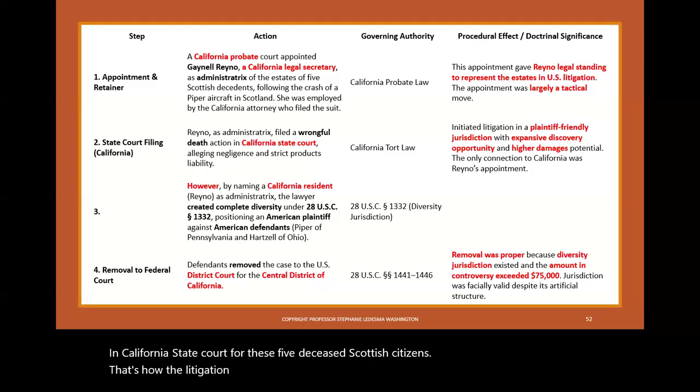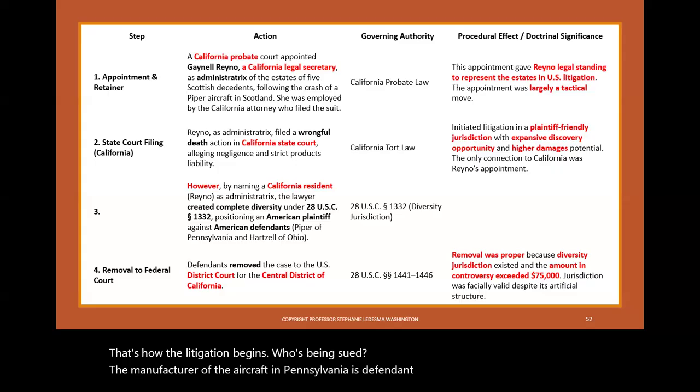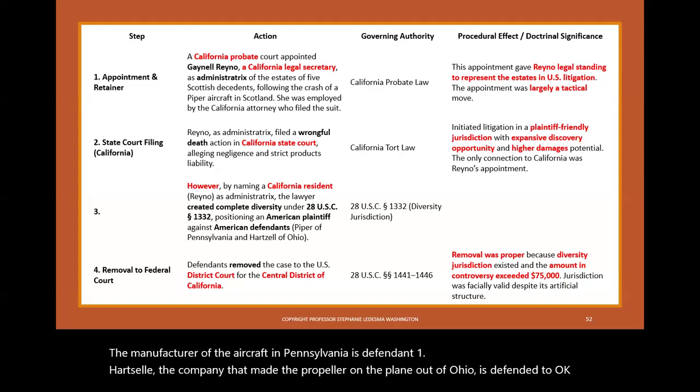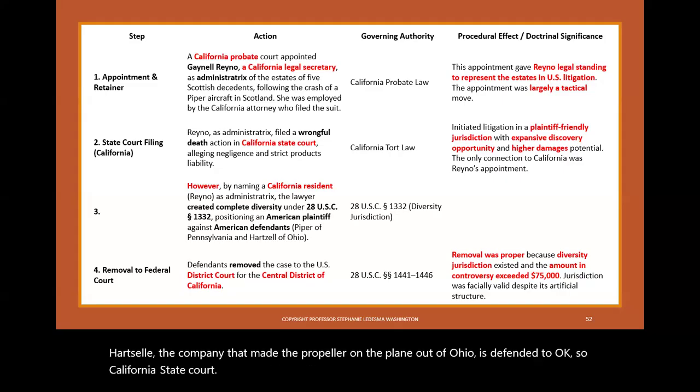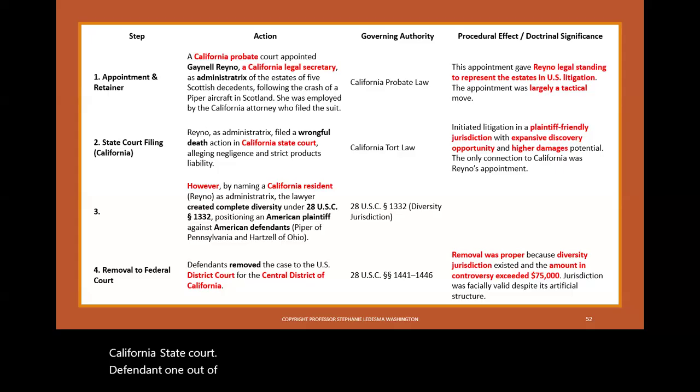Who's being sued? Piper, the manufacturer of the aircraft in Pennsylvania, is defendant one. Hartzell, the company that made the propeller on the plane out of Ohio, is defendant two. Okay, so California State Court, defendant one out of Pennsylvania, defendant two out of Ohio. Plaintiff is a citizen in California. Great, we're in state court.